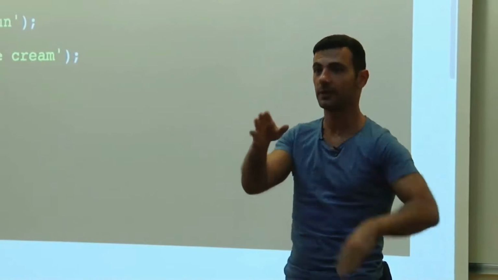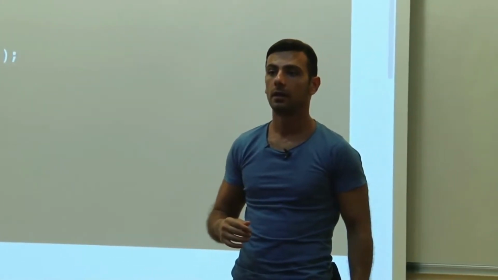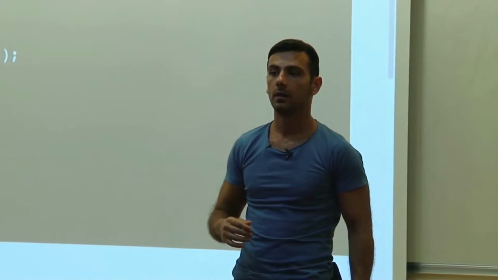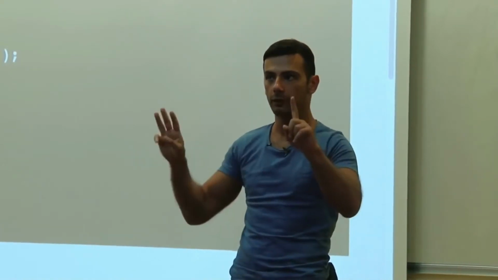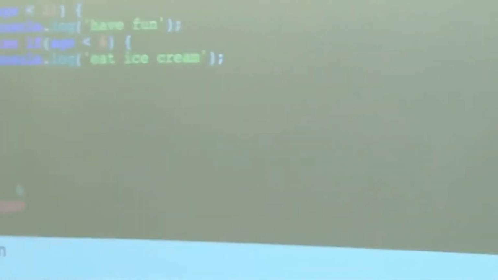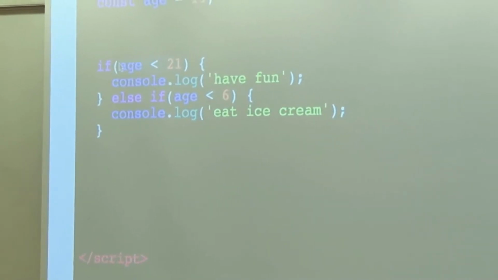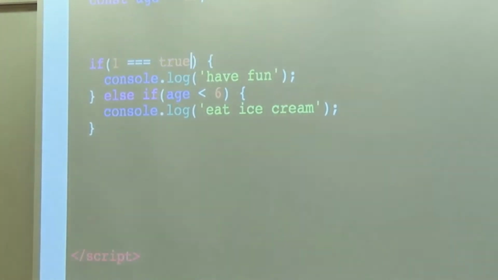Wait, you're next. So if we compare 1 with 2 with 2 equal signs, it will print false, yeah? If you compare 1 with 3, yes, of course. 1 with 3, it will give false. No, I mean with 3 equal signs. If you do this, 1 compared with true, this is false.